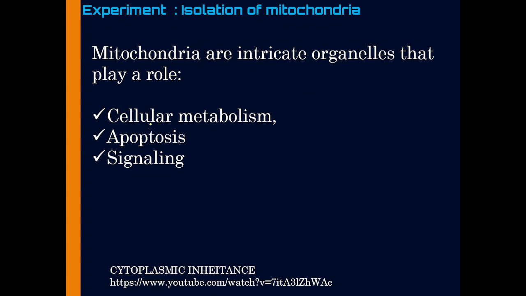Now they play a very important role in cellular metabolism in terms of ATP synthesis. Apoptosis is also dependent upon mitochondria, so they do play a very important role. They also play a very important role in cell signaling. This is a video link where I described cytoplasmic inheritance, specifically chloroplast inheritance, because mitochondrial inheritance or cytoplasmic inheritance is also taught in genetics classes.